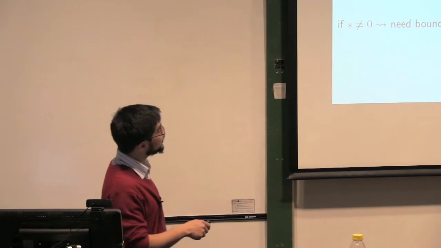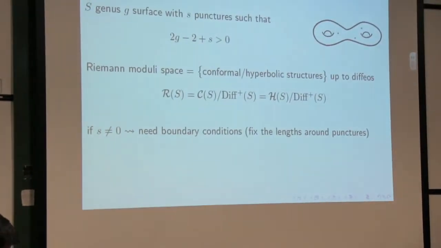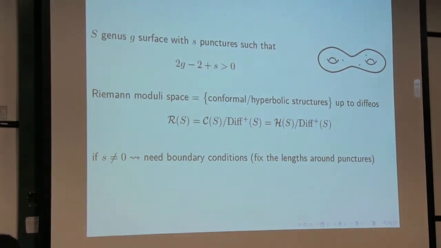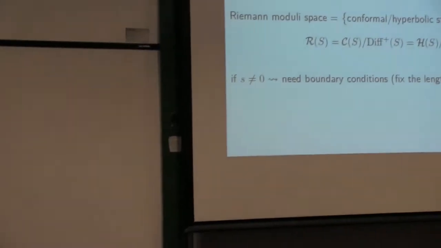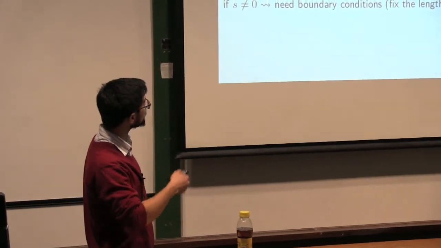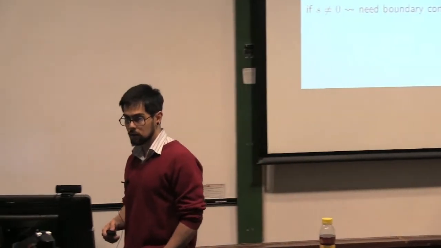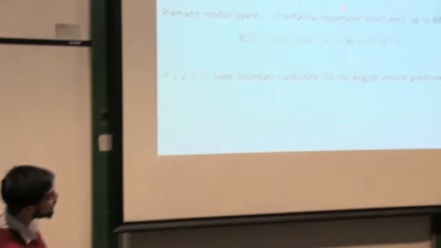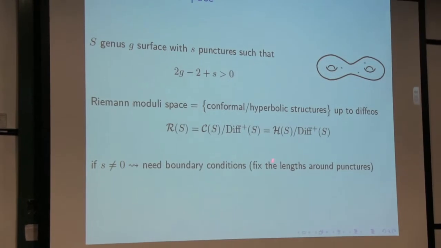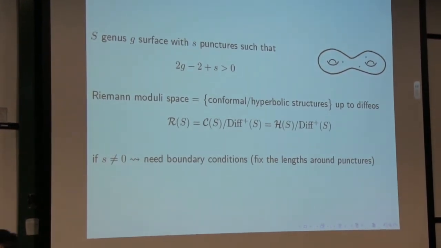And the main space we'll be interested in looking at is the Riemann moduli space, which is the space of all conformal structures, or equivalently complex structures, hyperbolic structures, on this Riemann surface. This Riemann moduli space classifies the conformal and hyperbolic structures on the surface up to orientation preserving diffeomorphisms. So we consider this quotient space here. C is the space of conformal structures on the surface, and H are the hyperbolic metrics on the surface. Diff plus is just orientation preserving diffeomorphisms here.